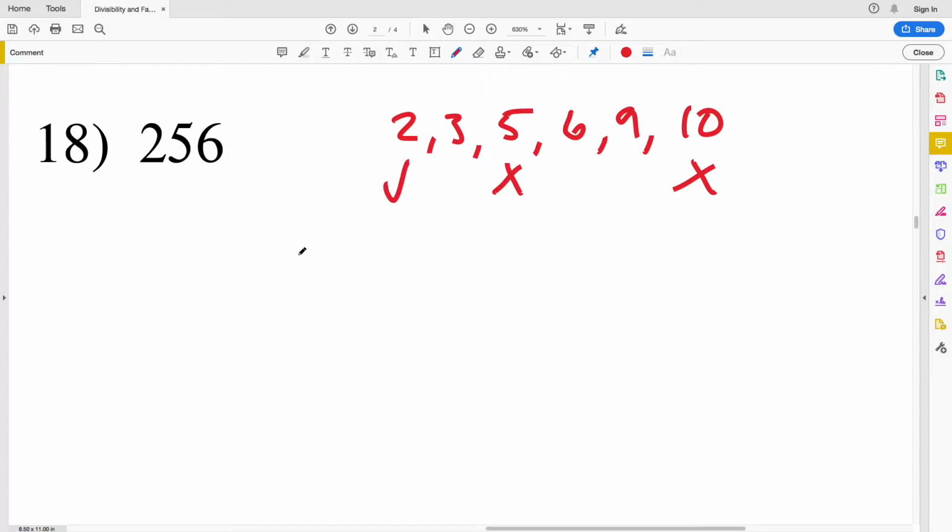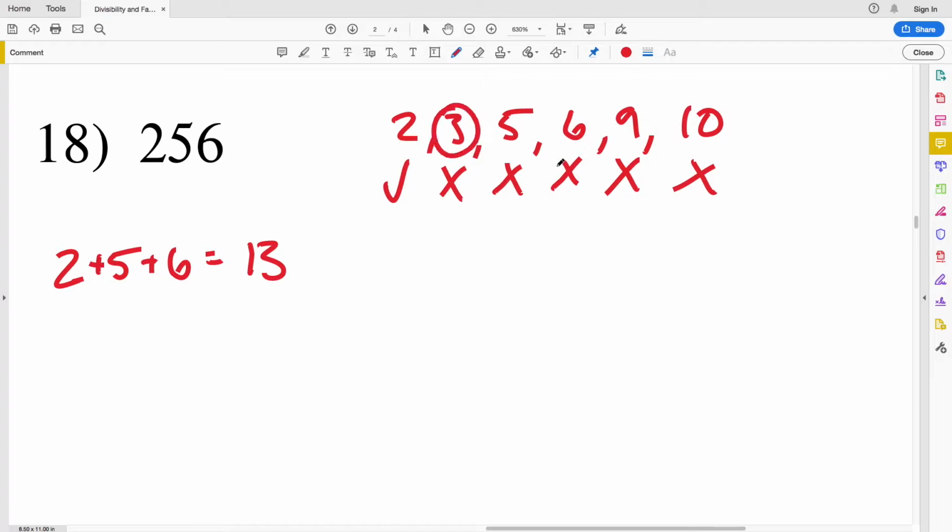Let's check to see if it's divisible by 3. 2 plus 5 plus 6. 2 plus 5 is 7. 7 plus 6 is 13. 13 is not divisible by 3, and therefore it's not divisible by 6 or 9. Because if it's not divisible by 3, it's definitely not divisible by 9, since 3 fits into 9 evenly. Therefore, it's only divisible by 2.